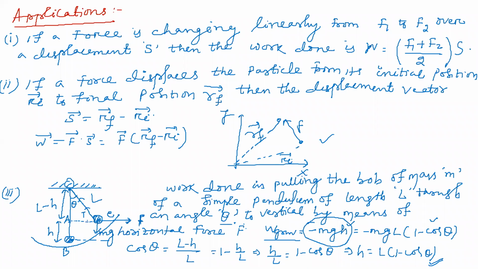But work done by the pulling force: the body was at this point and got displaced this much. If this is L and this is theta, then this distance is L sin theta. Yes or no? So students, work done by the horizontal force is equal to the applied force F into the displacement L sin theta. Correct? So W by horizontal force is equal to FL sin theta. Understood or not, students?